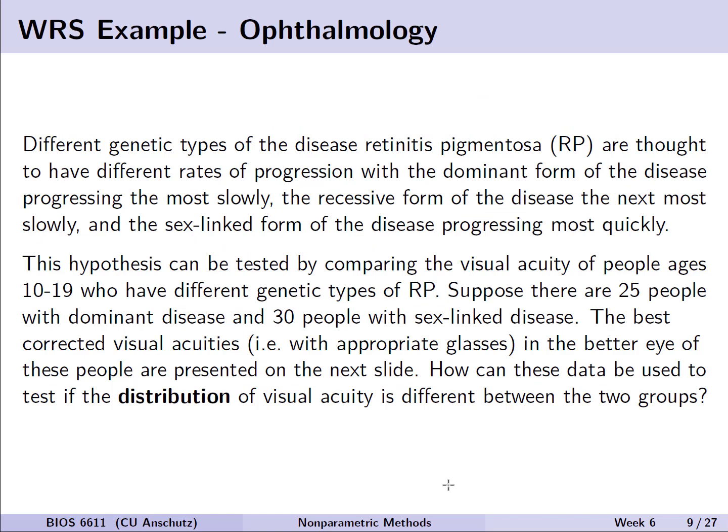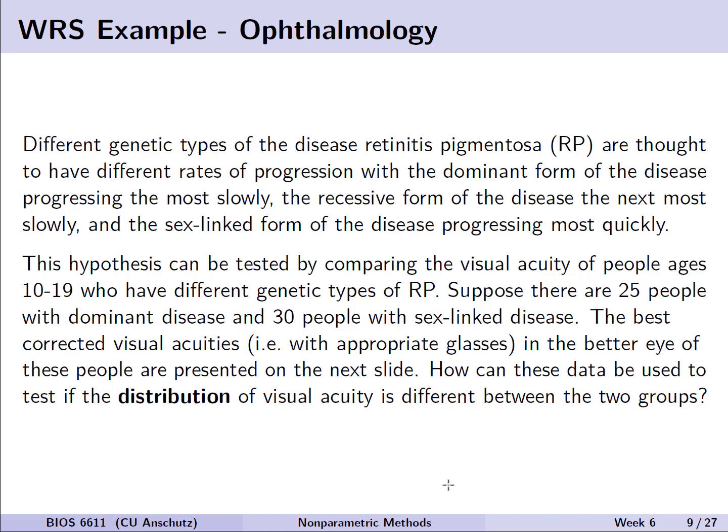So let's see an example applied with the Wilcoxon rank sum test in ophthalmology. We have this case where different genetic types of the disease retinitis pigmentosa are thought to have different rates of progression, where the dominant form of the disease progresses the most slowly, the recessive form the next most slowly, and a sex-linked form progressing the most quickly of the three. Our hypothesis can be tested by comparing the visual acuity of people ages 10 to 19 who have different genetic types of retinitis pigmentosa.